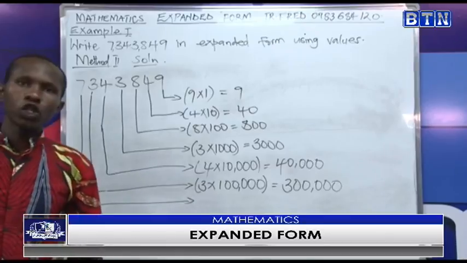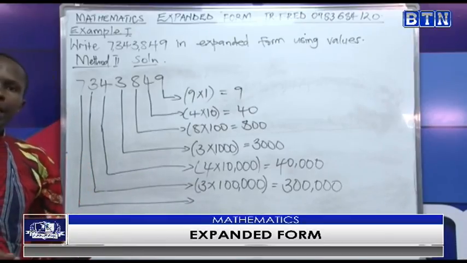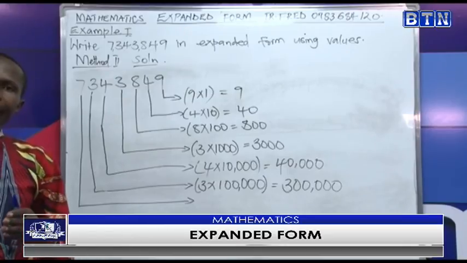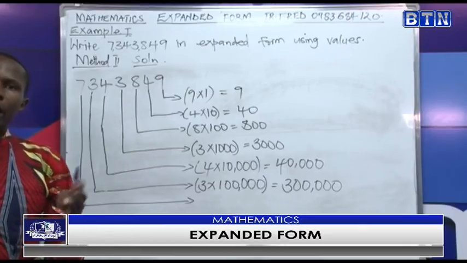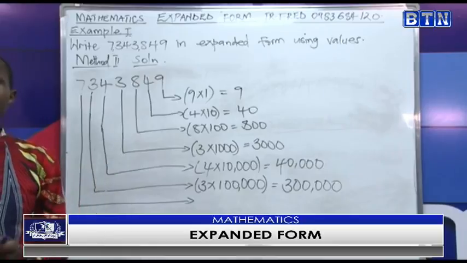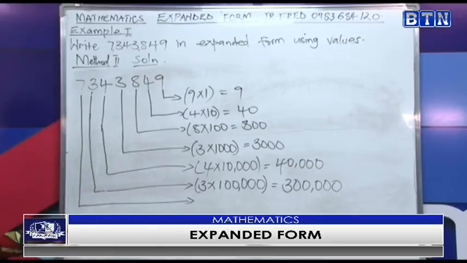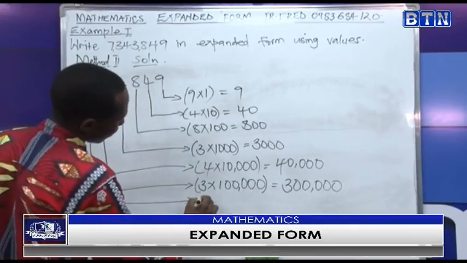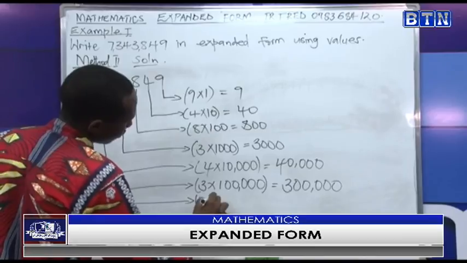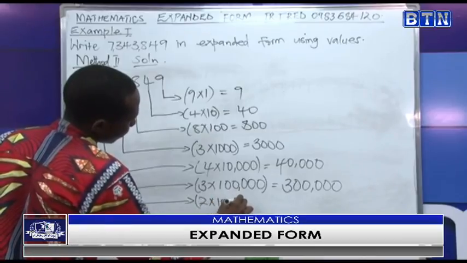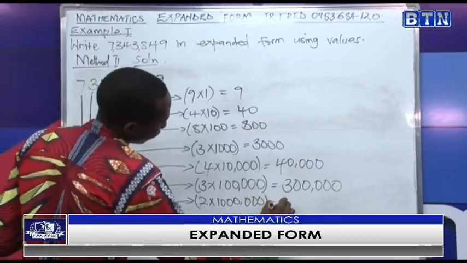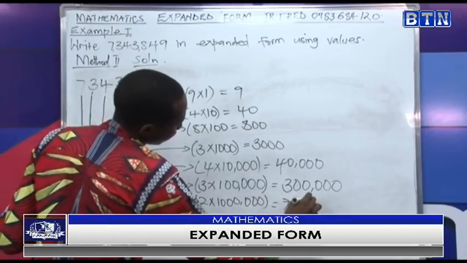So by doing this, we are finding the value of each digit, just like the way we were finding values earlier. Now after finding the values of each digit, we shall have to write them in expanded form. So the next step, I'll have 7 times 1 million, because 7 is under the place value of a million, which will give us 7 millions.